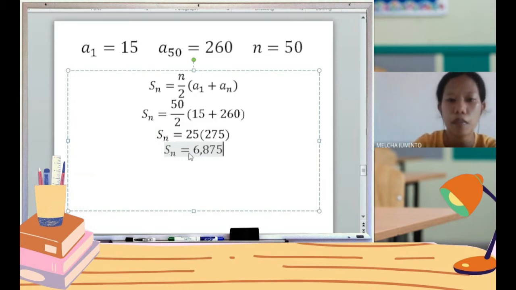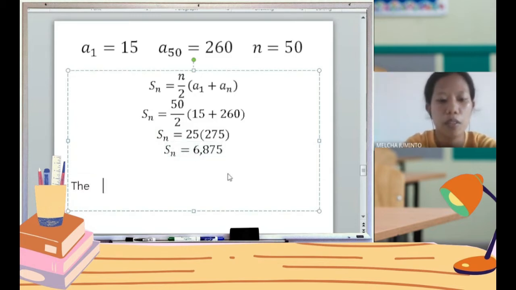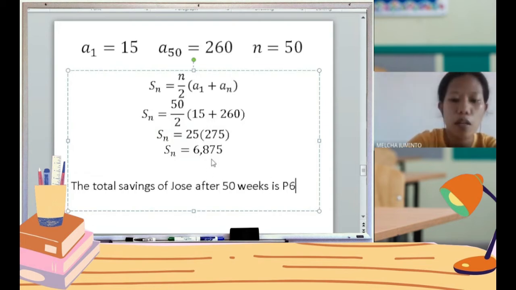6,875. That means the total savings of Jose after 50 weeks is 6,875 pesos.